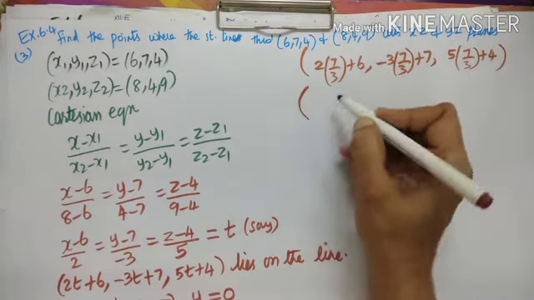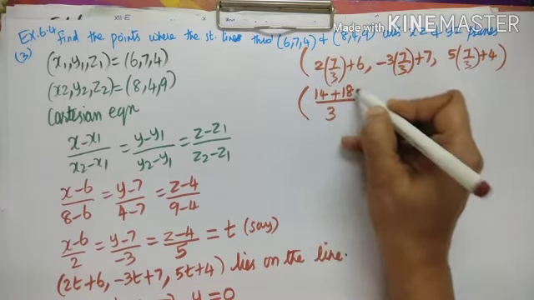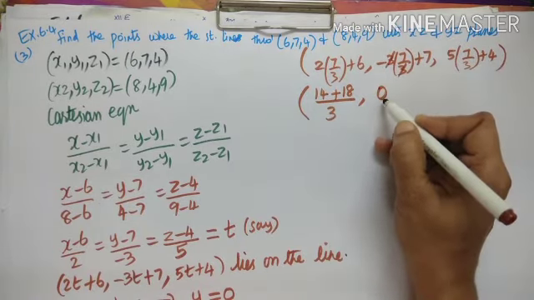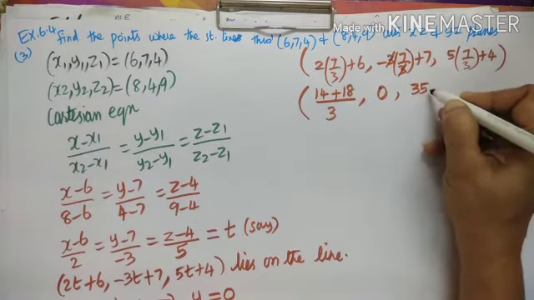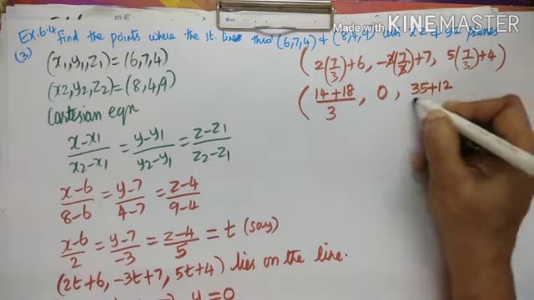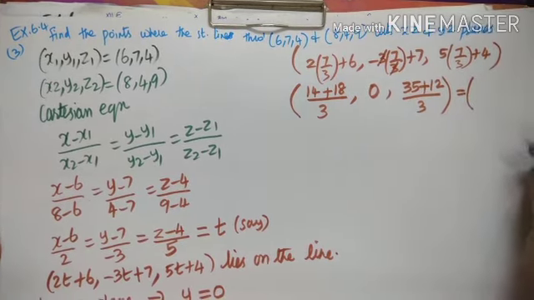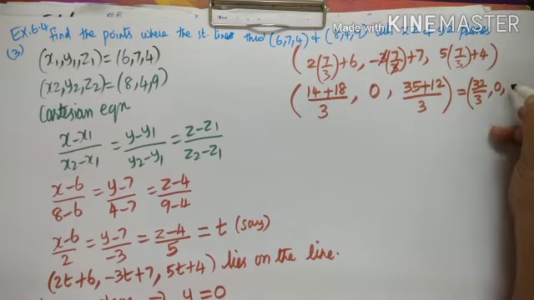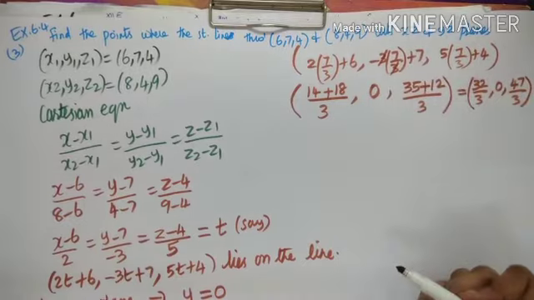Simplifying this, I can cross multiply. 2 7s are 14, 3 into 6 is 18. In the y coordinate, 3 cancels, minus 7 plus 7 is 0. This is the reason why it cuts xz plane. 5 into 7 is 35, plus cross multiply 12 by 3. So I get 14 plus 18 is 32 by 3, 0, 35 plus 12 is 47 by 3. So, this is the point where the line cuts xz plane.